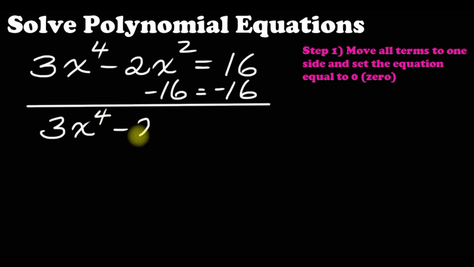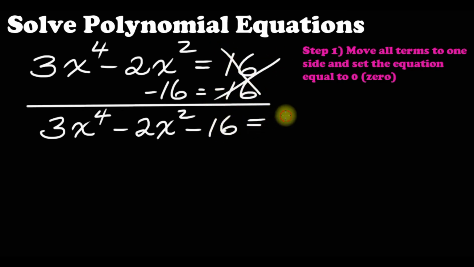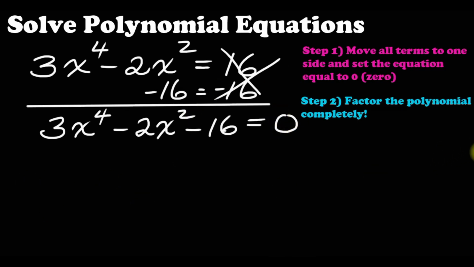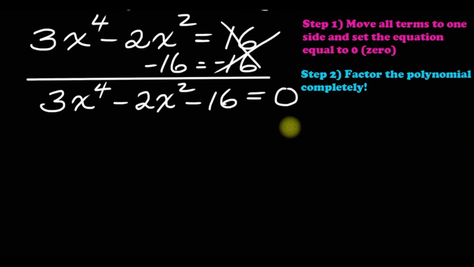Bring down negative 2x squared. Bring down negative 16. And then we know that these two add up to 0. Okay, step 2 is to factor the polynomial completely. So here we have a trinomial.